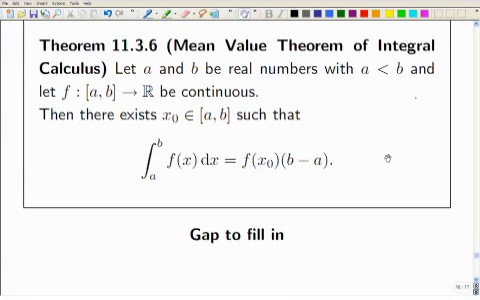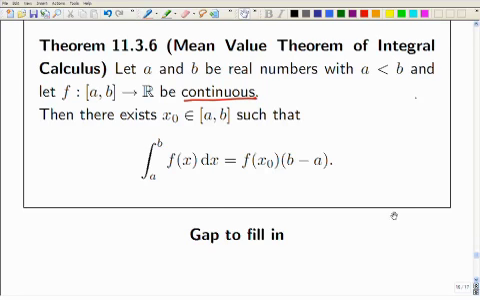the final result is a mean value theorem of integral calculus. This says that you can estimate an integral of a continuous function. It may not work if your function is discontinuous. But as long as you've got a continuous function, the integral will actually be equal to the function value somewhere in between a and b times the width of the interval.